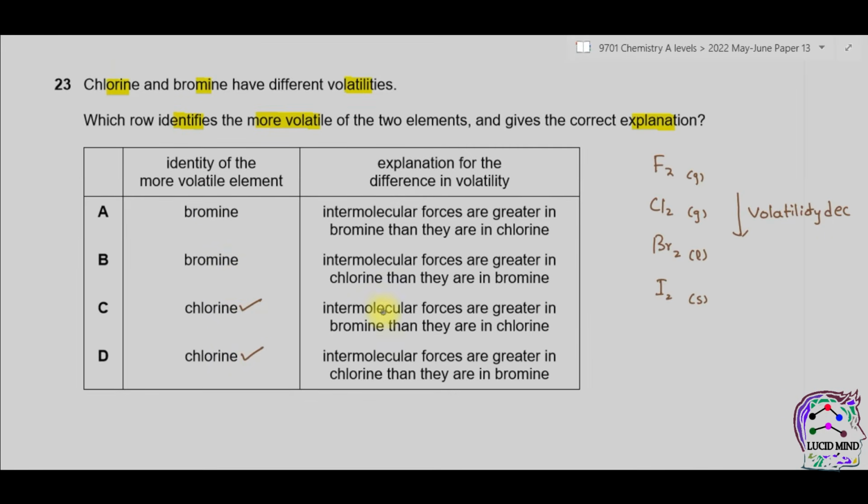Let's look at the reason. For explanation, it says intermolecular forces are greater in bromine, or intermolecular forces are greater in chlorine. As we move down the group, the boiling point or melting point increases. This is because intermolecular forces increase and the size of the atom also increases. So stronger forces are present in bromine as compared to chlorine. The intermolecular forces are greater in bromine, so this should be correct and this is wrong. The correct answer is therefore C.